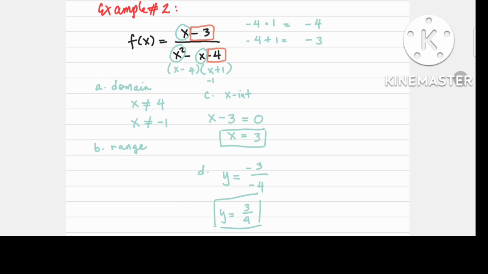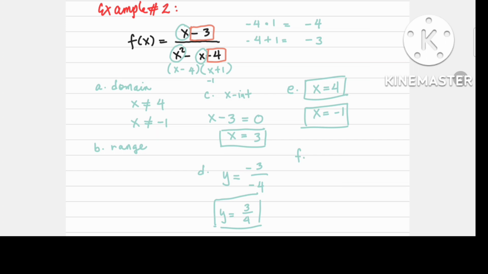Okay? Now, since we have 2 values that are not included in the domain, then there are 2 vertical asymptotes. They are x equals 4 and x equals negative 1. Alright?